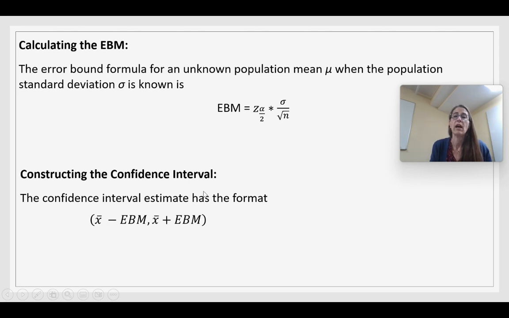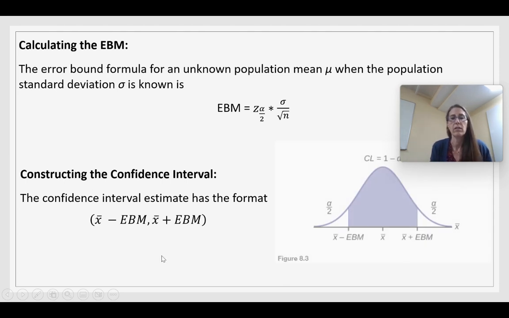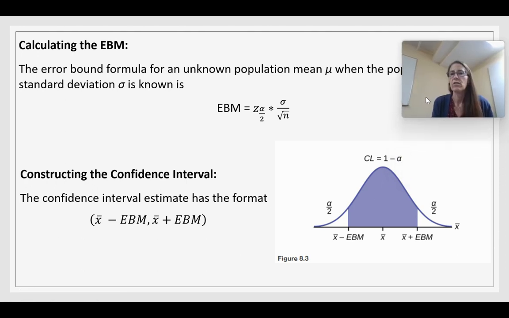And then once we have that, we can construct our confidence interval by taking our sample mean, subtracting that number we just got off of it, that's our lower number for our interval, and then adding that number to our sample mean to get the upper number for our confidence interval. And again, here's the picture of it, but we're subtracting off the EBM, which is the z-score correlating to here times the standard deviation, and then adding it on to here to get this number over here.